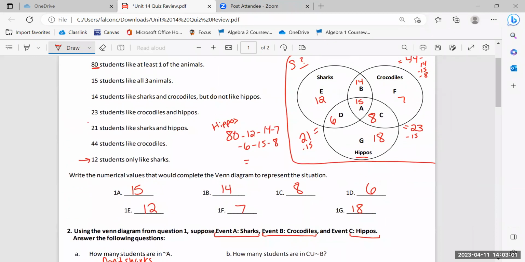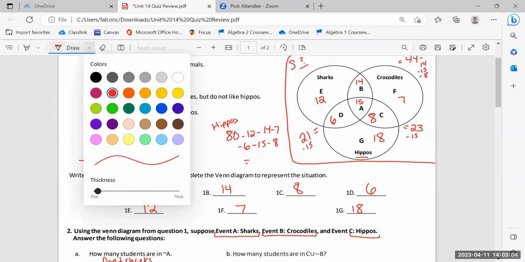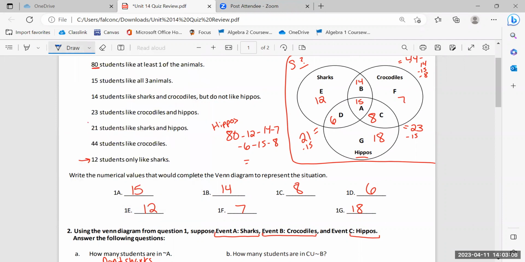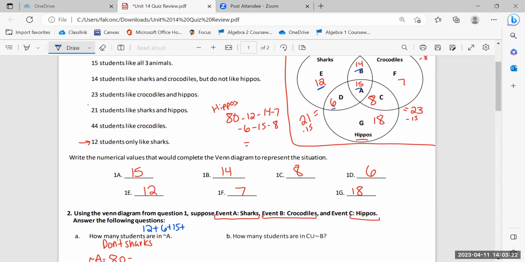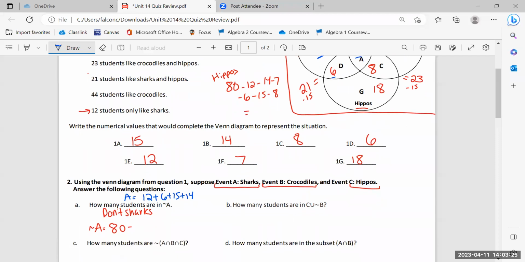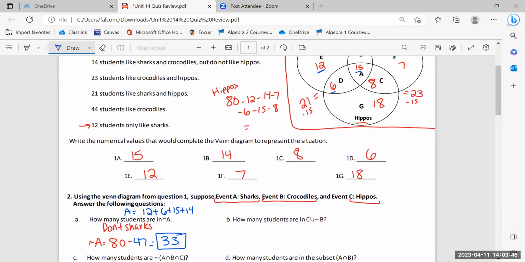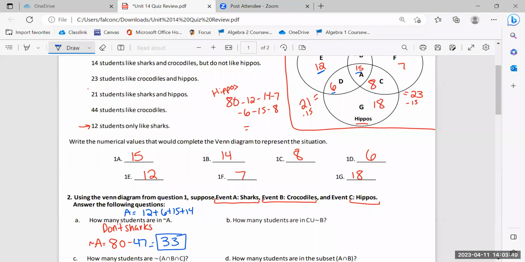So my total amount of kids that like sharks, we would add up what's in the shark circle. So 12, 6, 15 plus 14. So my total amount for sharks would be the 12 plus the 6 plus the 15 plus the 14. This is my A. What's in sharks? So that is 12 plus 6 plus 15 plus 14, so 47. Let me subtract those two numbers. So 80 minus 47 would be 33. So I have 33 students that are not in A.